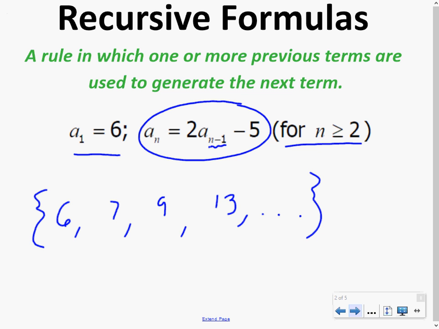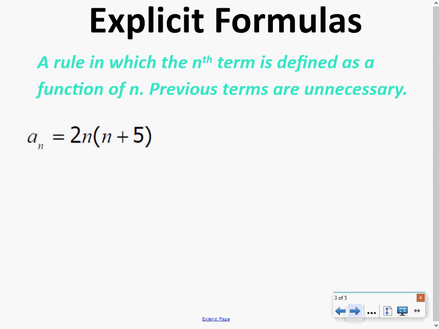So keep in mind, recursive formulas, you need to know the term that comes before it, okay? If I wanted to find the 100th term of this sequence, I would literally have to find every single term that comes before it. That would be the only way to make that calculation. The other type of formula is what we call an explicit formula, and these are much more useful for finding terms farther down inside of your sequence because they don't require you to know the previous terms, okay?